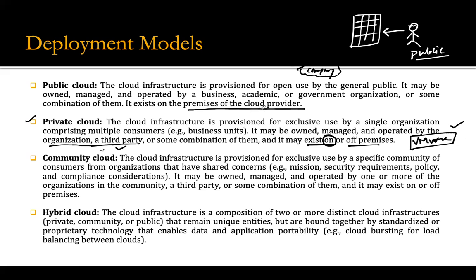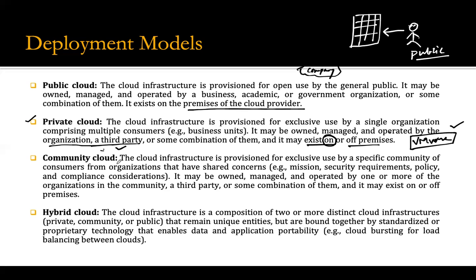So what is this community cloud? The cloud infrastructure is provisioned for exclusive use by a specific community of consumers from organizations that have shared concern. This type of cloud infrastructure is made if two or more organizations are working on, let's say, the same type of project, doing the same mission, right? So for that, we create the community cloud. This is a type of private cloud for those organizations who want to work on a common project, and it is not public to all other people, right?